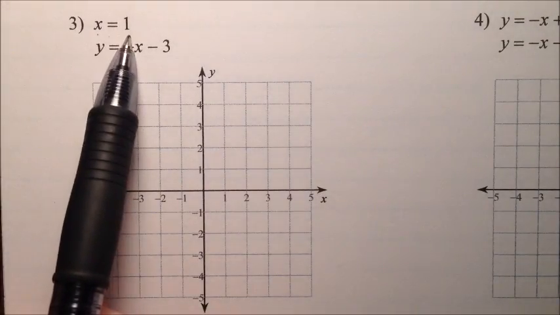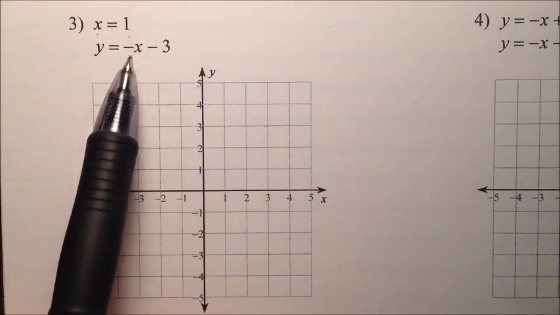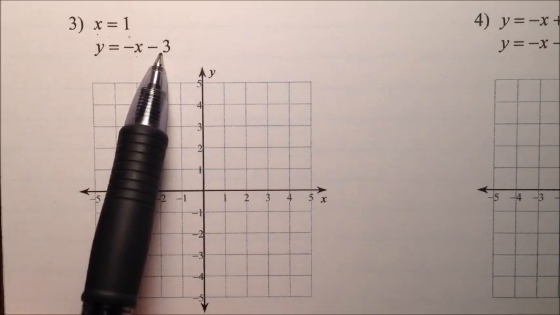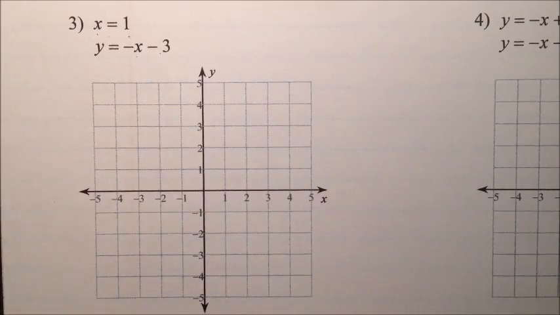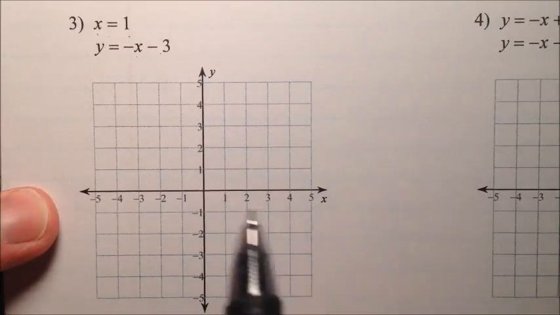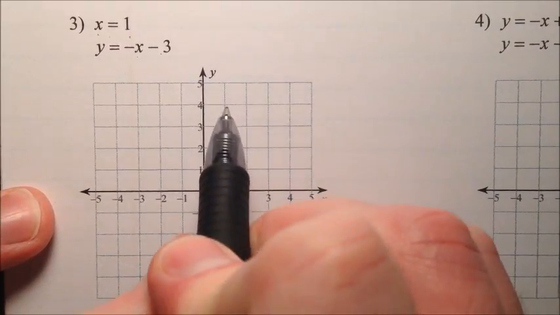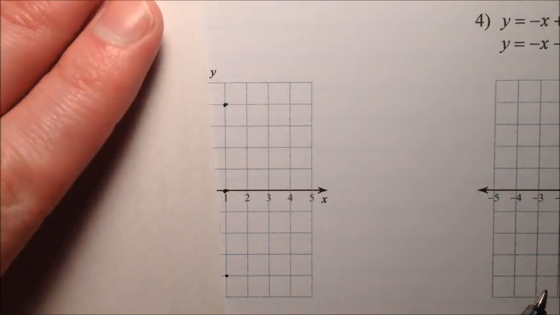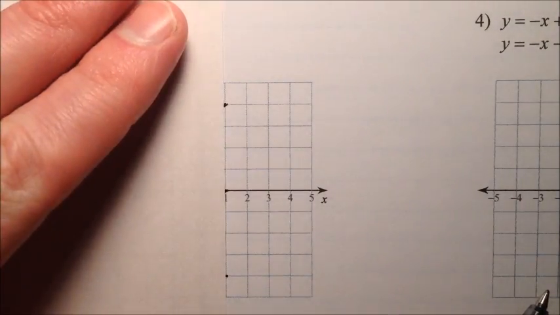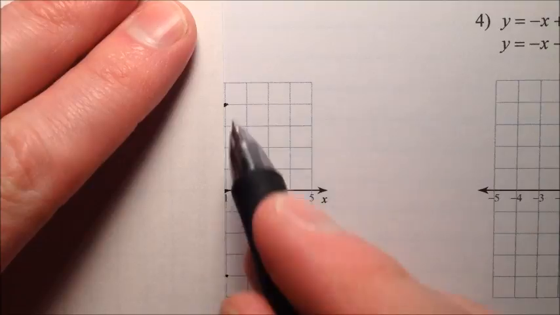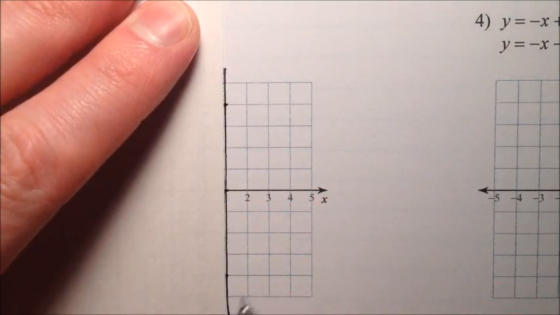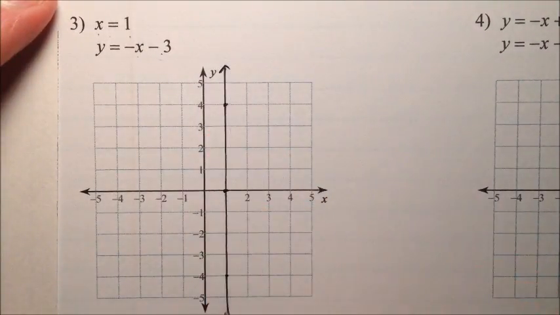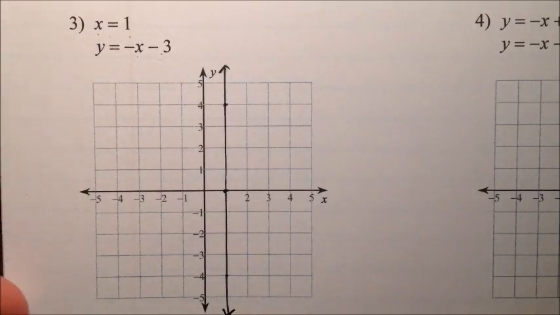In number 3, I have two more lines. I have x equals 1, which is going to end up being a vertical line, and then y equals negative x minus 3. So let's go ahead and put my vertical line in first. I know it's going to cross at 1, and it's going to be vertical, so it'll go through all those points right there. So I'll bring my straight edge over. My little index card here is what I'm using. And there's my vertical line right there.